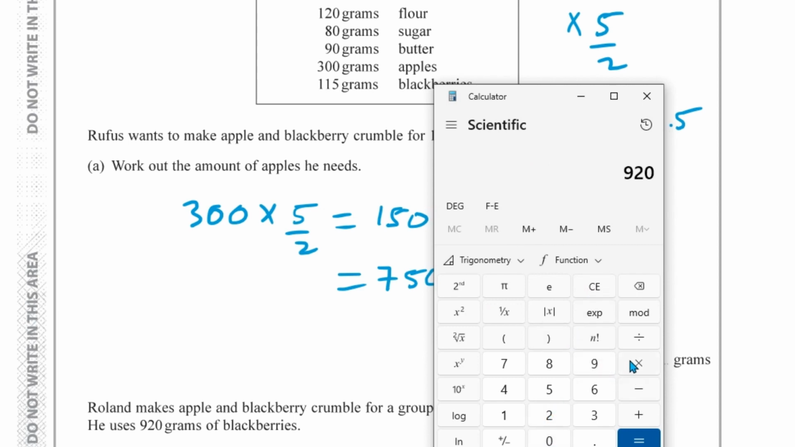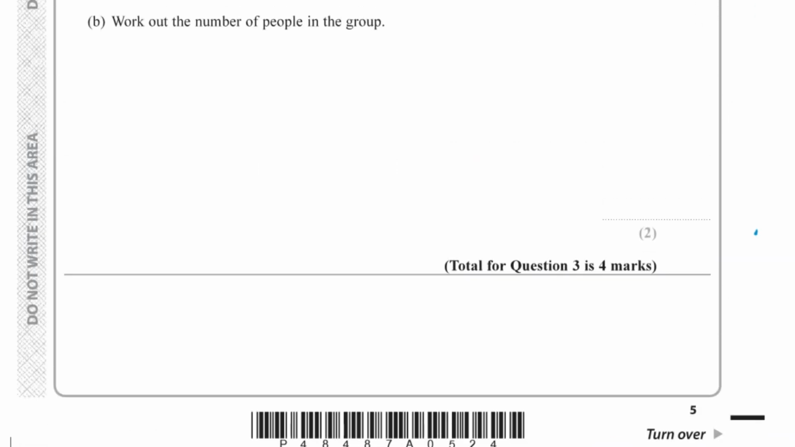920 divided by 115, that is good for 8 apple and blackberry crumbles. Now remember, each one of them accommodates for 4 people, so we can multiply this result by 4, and we get 32 people. So the answer to this part of the question will be 32 people.